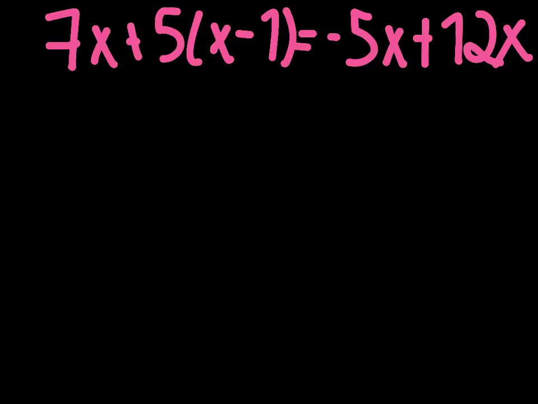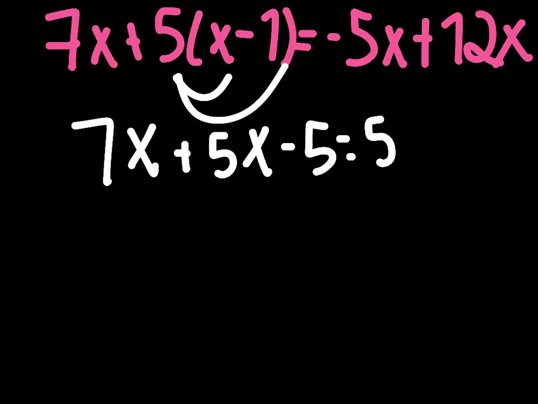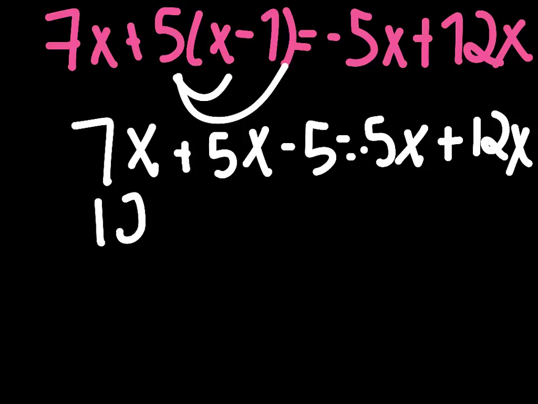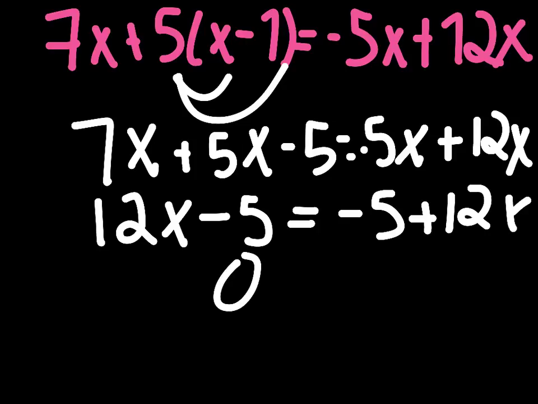Okay, so here's another one. Distributive property. So 7x plus 5x minus 5 equals negative 5 plus 12x. So now this becomes 12x minus 5 equals negative 5 plus 12x, which is the same. So this would be 0 equals 0. So it works for all numbers. So that's basically the answer, all numbers.